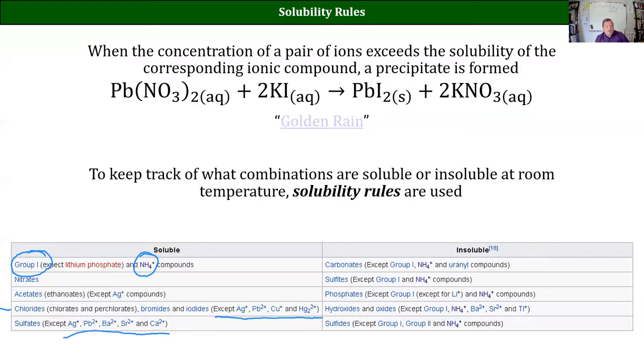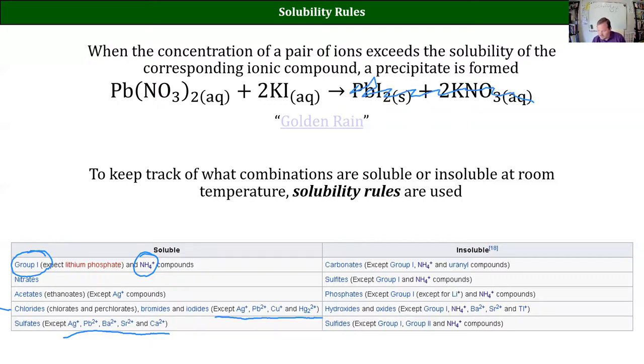So the way we would use these solubility rules is if we look at two solutions that are being mixed, we can look at what are the possible combinations that we could make. And we look to see if any of them are going to be insoluble. And that'll tell us if we're going to see a solid form or not.